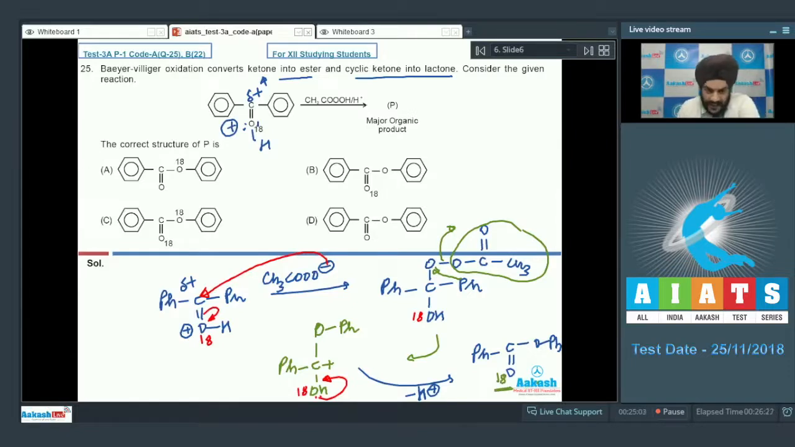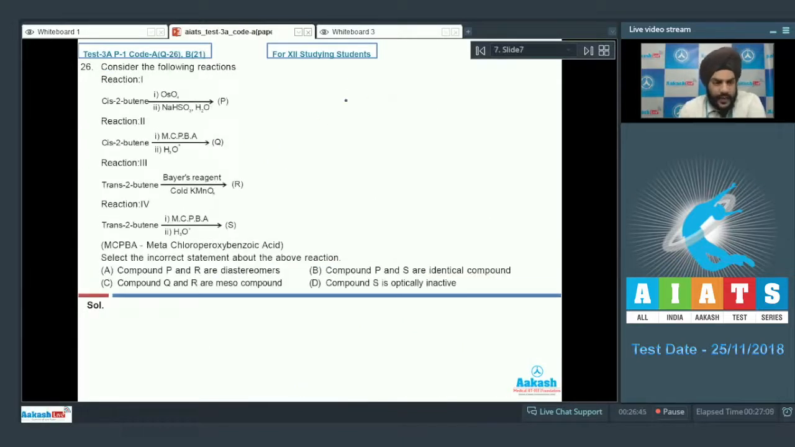So if we look at the options, we can see that the correct structure is given in option B. So we have to mark option B as the correct answer to question number 25. Let us look at question number 26 now.